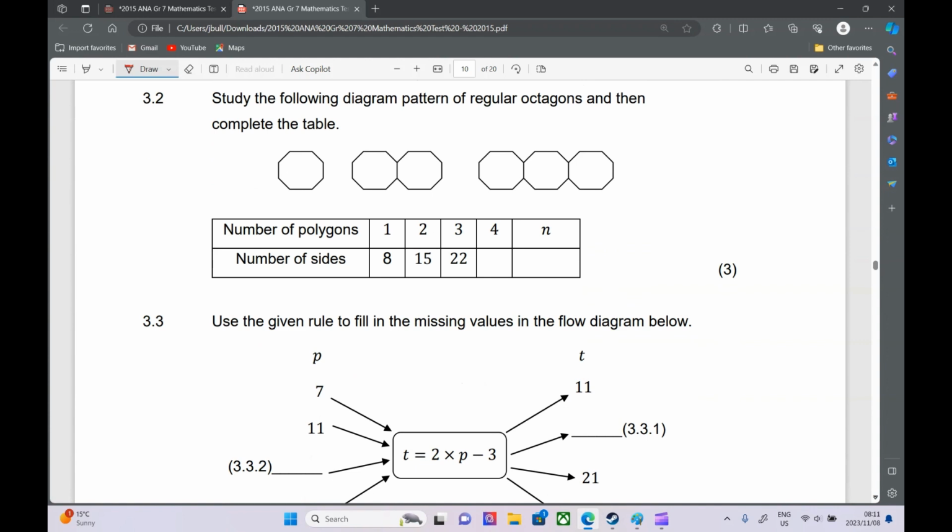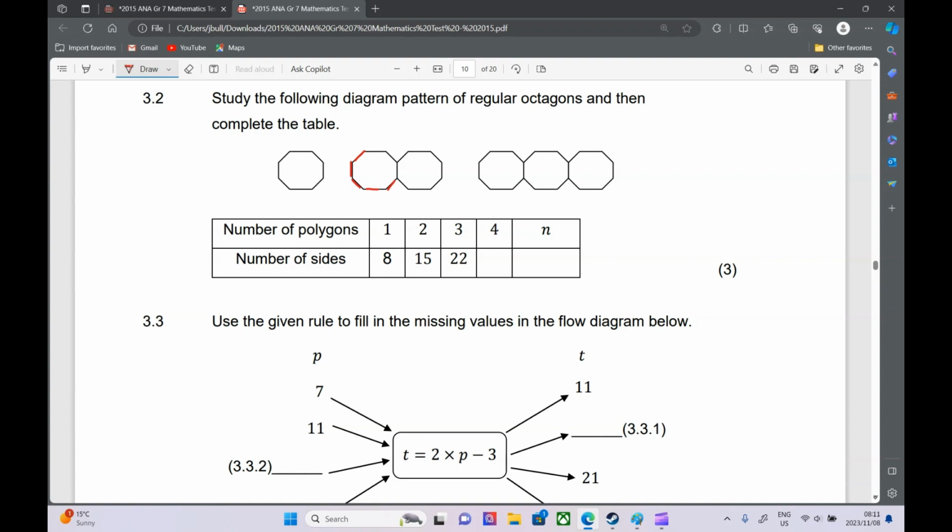Okay, study the following diagram pattern of regular octagons and then complete the table. So we've got one polygon that's got 8 sides. 2 polygons, then we've got 15 of these little side parts. 3 polygons, we've got 22. 4 polygons, well, we can then work out.